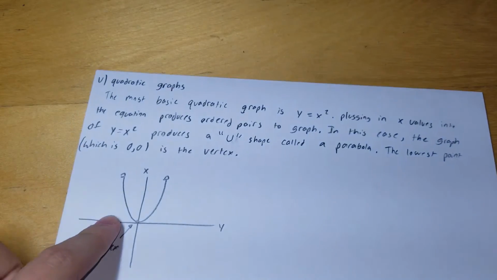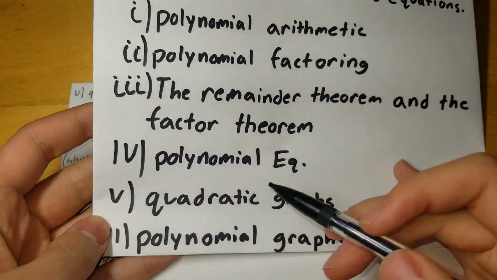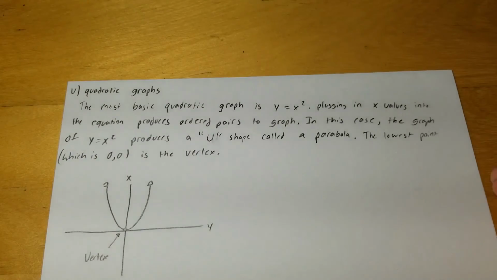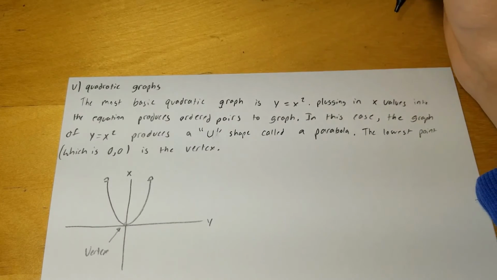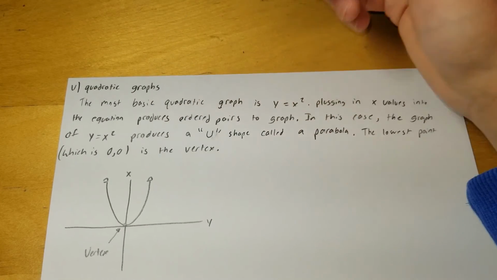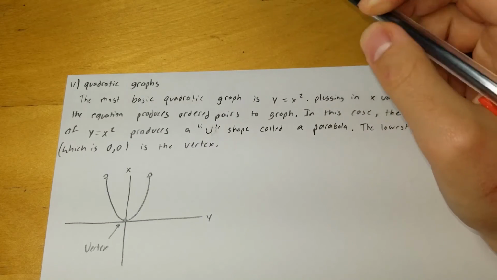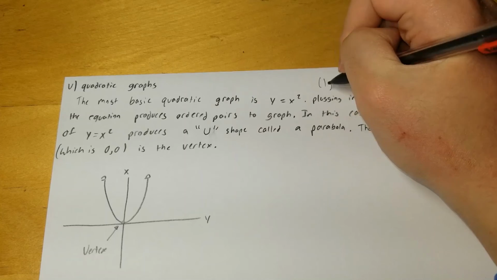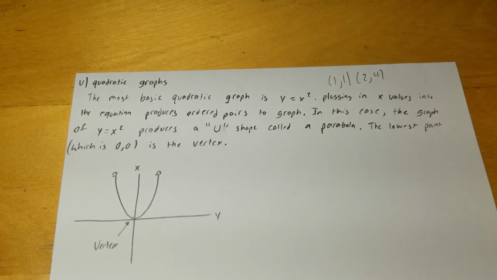So lesson 5, a new topic, guys. Right here, quadratic graphs. Subtopic, quadratic graphs. Alright, so the most basic quadratic graph is y equals x squared. By plugging x values into the equation, it produces ordered pairs for the graph. So let's say I want to plug in x equals 1. So the ordered pair is 1, and then plugging in 1 gives 1, 2, 4. And those are pairs to graph.